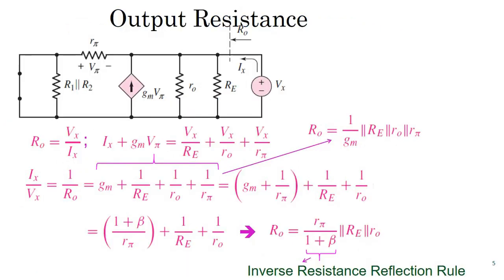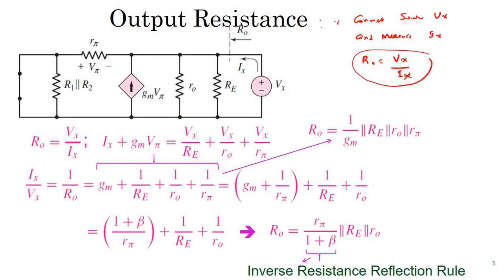If you want to calculate output resistance, you connect a source Vx and measure Ix. So R naught is Vx divided by Ix. Vx is the quantity which has been applied and Ix is to be measured here. So that will end up giving R naught. This is the first step, and the second step is you have to make Vi equal to 0.